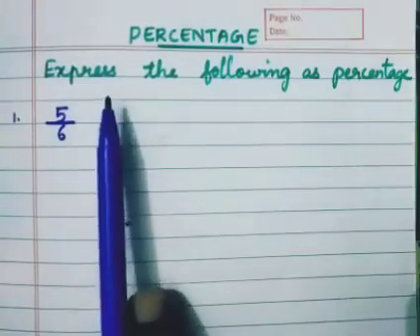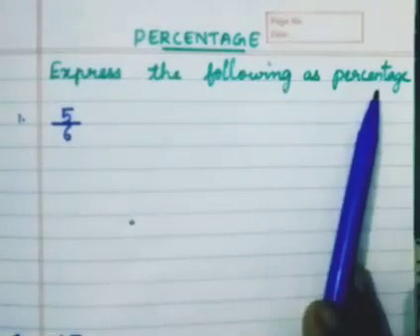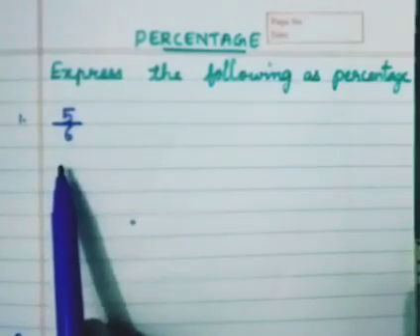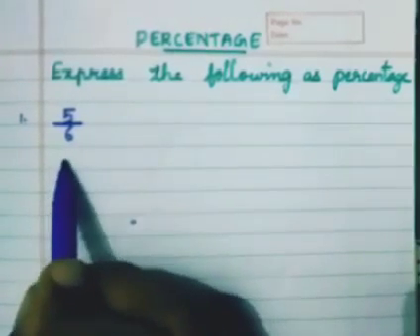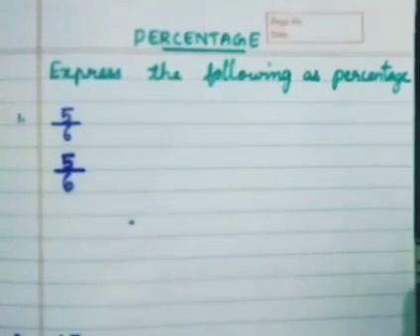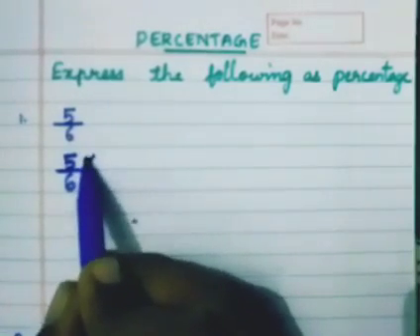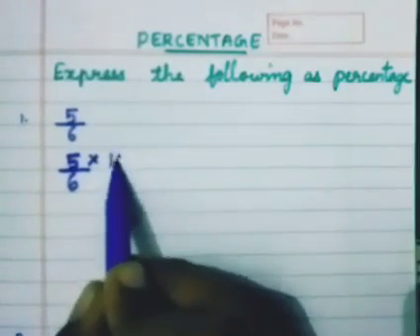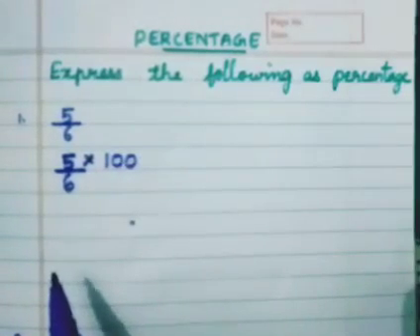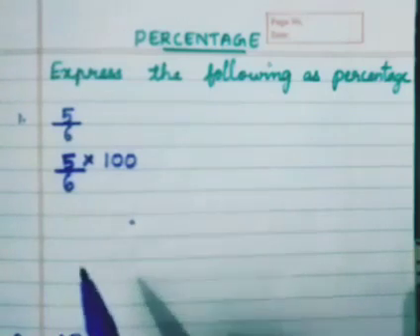Children, in this chapter we will study how to convert a given fraction into a percentage. Here the question is 5 upon 6. So you can rewrite this fraction once again, 5 by 6. Then the method is this one. You have to multiply the given fraction by 100. Then after solving it you have to put the percentage sign.